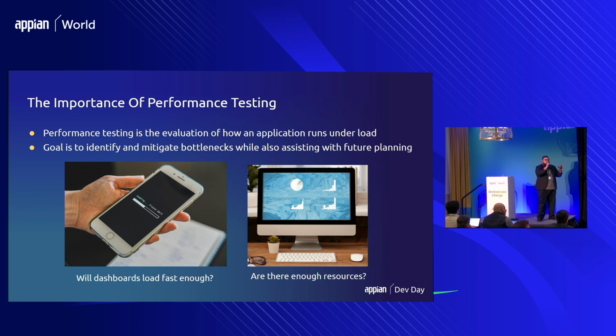Before talking about why performance testing is important, let's talk a little bit about what performance testing is. The way I like to explain it is how your Appian application will run under varying scenarios and loads. Some of the factors to consider: how many concurrent users are hitting your system, how much data is currently loaded in your databases. And one of the primary goals of performance testing is to find and mitigate performance bottlenecks that could slow down your system while also looking ahead to the future.